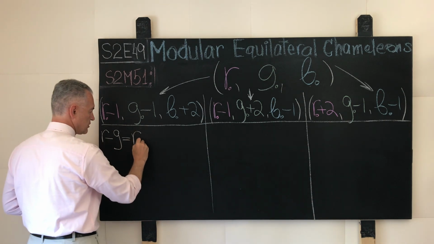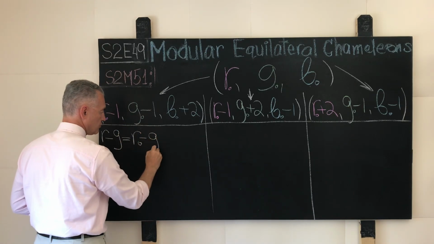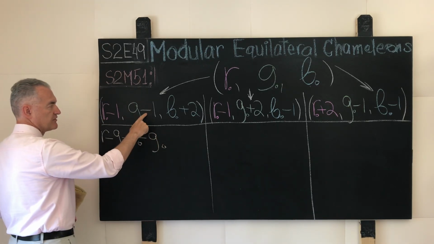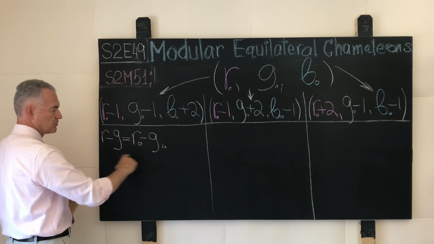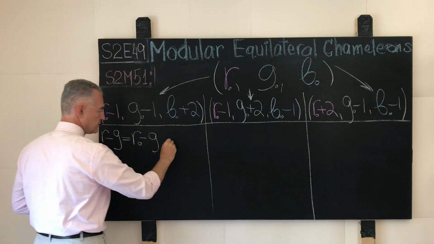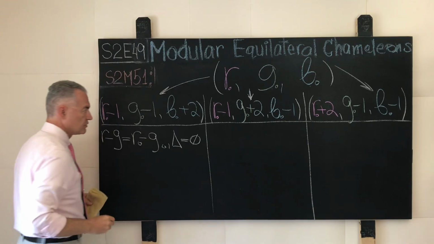R0 minus 1 minus G0 minus negative 1 plus 1. Negative 1 and positive 1 cancel each other out. So we see in this case the delta, let's write it down here, delta is equal to 0.